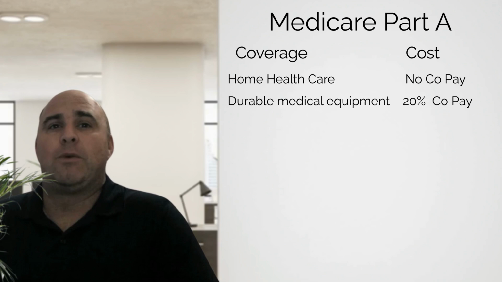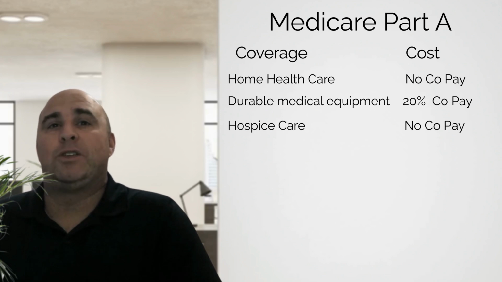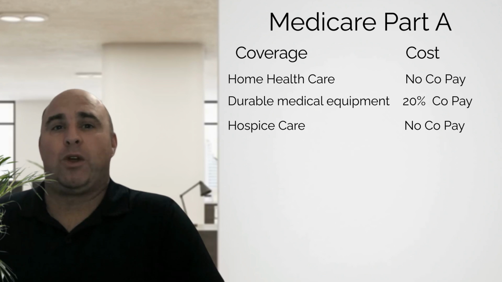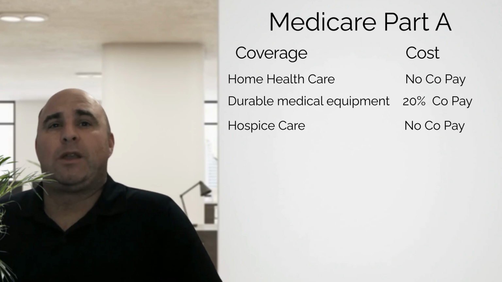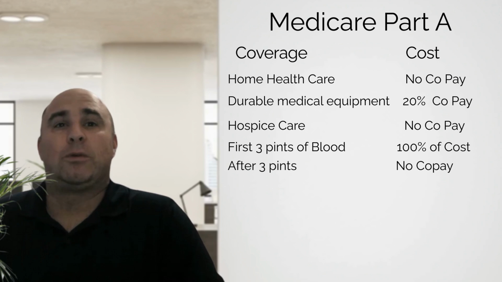20% of the Medicare-approved amount for durable medical equipment. Hospice care, also known as end-of-life care, has no copay or deductible for doctor services, nursing care, pain relief medication, and support services for the terminally ill. Small copay for outpatient drugs and respite care. Blood: if a hospital gets blood from a blood bank at no charge, you won't have to pay for it. First 3 pints per calendar year, you pay all costs. After 3 pints, you pay $0 for additional pints.